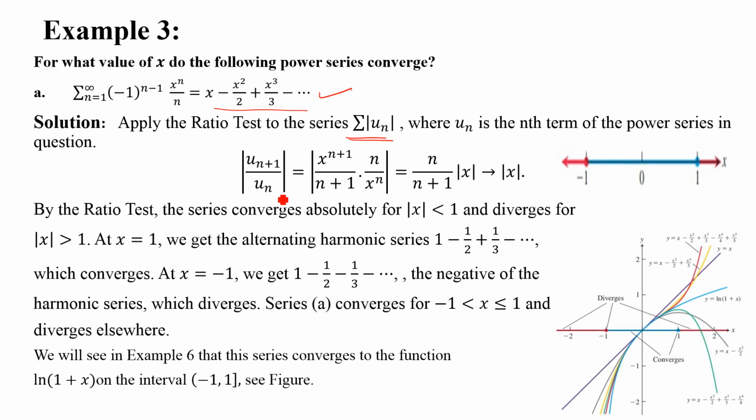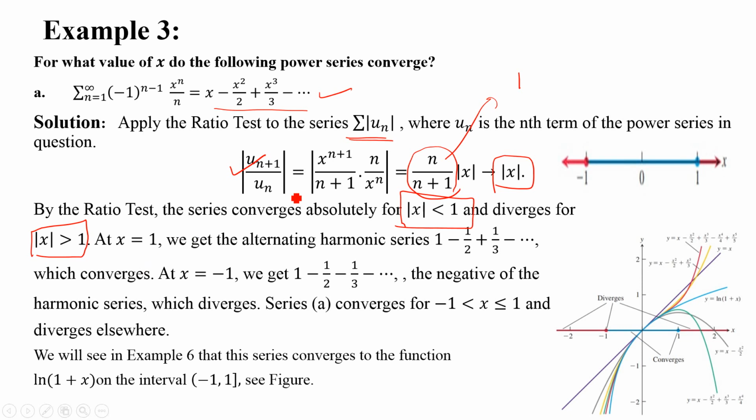So u_(n+1) over u_n becomes n over n plus 1 times |x|. So as n approaches infinity, this part approaches 1. So as n approaches infinity, this ratio approaches |x|. And by ratio test, we know that this series will be convergent when |x| is less than 1, right? So this series converges absolutely when |x| is less than 1. So we have one interval for which this series is convergent, and diverges when |x| is greater than 1.